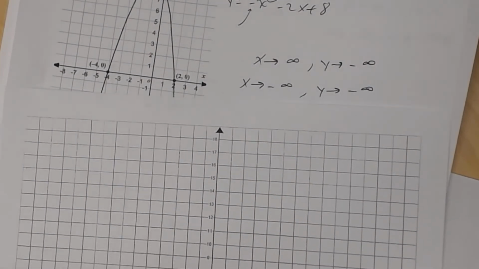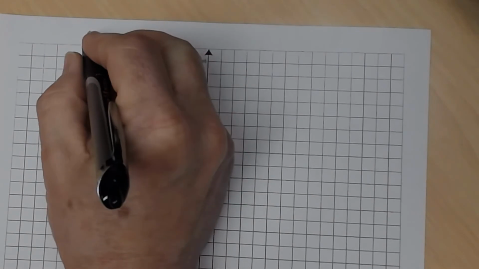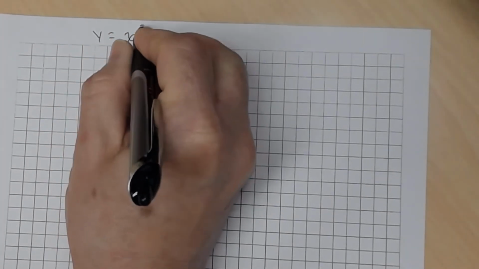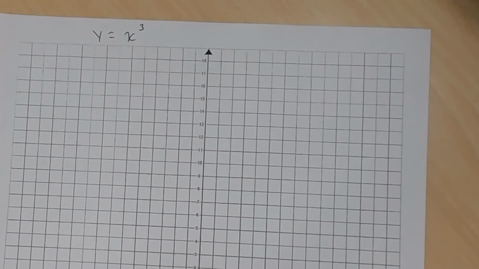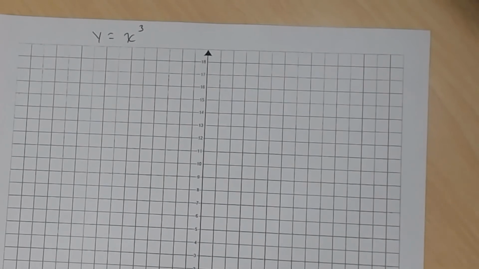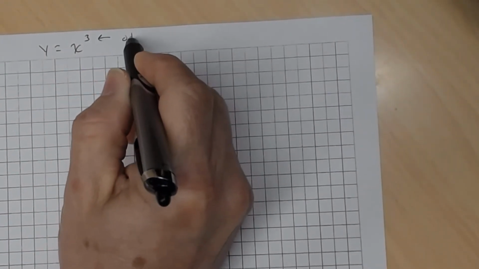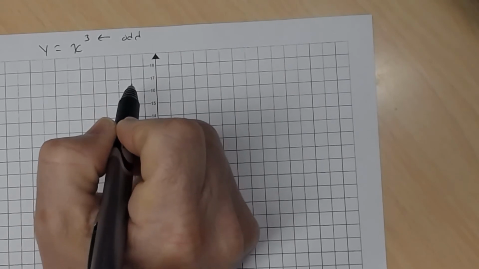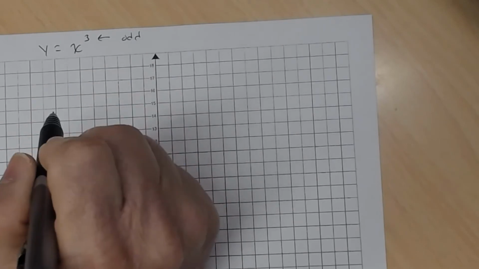Let me go ahead and remove all this. Let's graph y equals x cubed. Notice the degree here is odd, so we're looking at an odd degree, and the leading coefficient is positive.